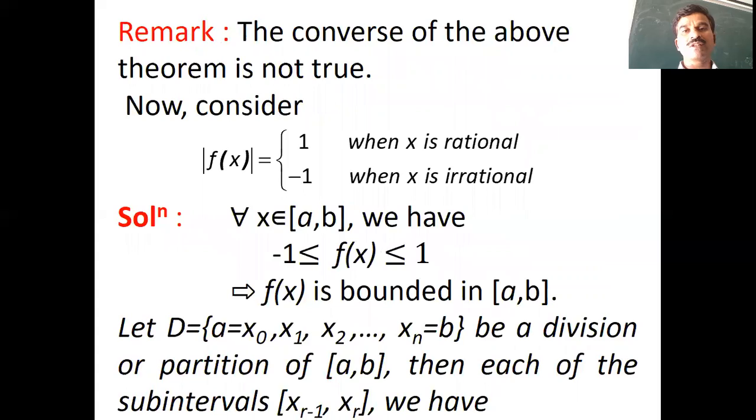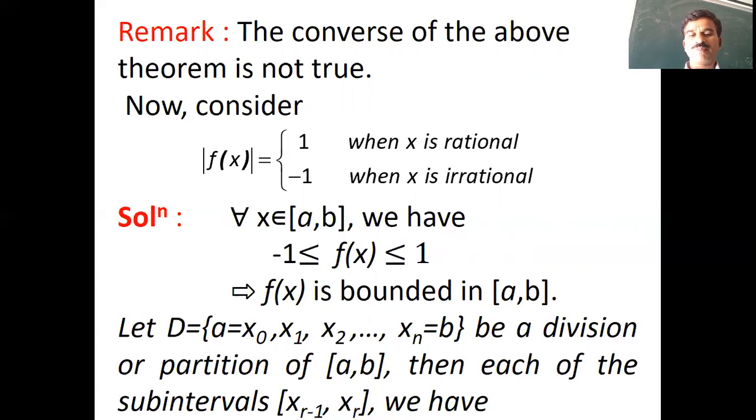The converse of the above theorem is not true. Now let us consider this function: f(x) is 1 when x is rational and minus 1 when x is irrational. It is bounded, since it takes the values minus 1 and plus 1, so f(x) is bounded in the closed interval AB. But it is not R integrable over the closed interval AB.